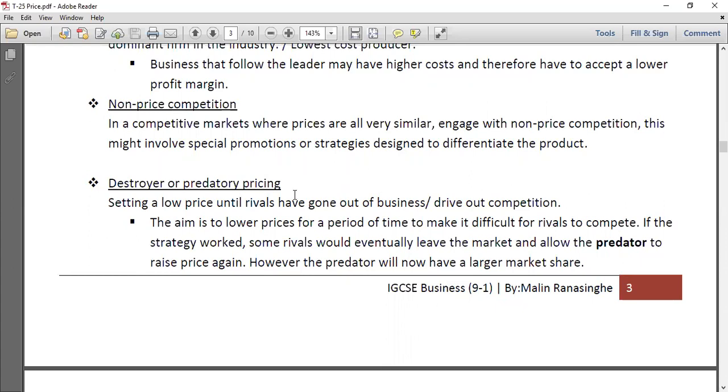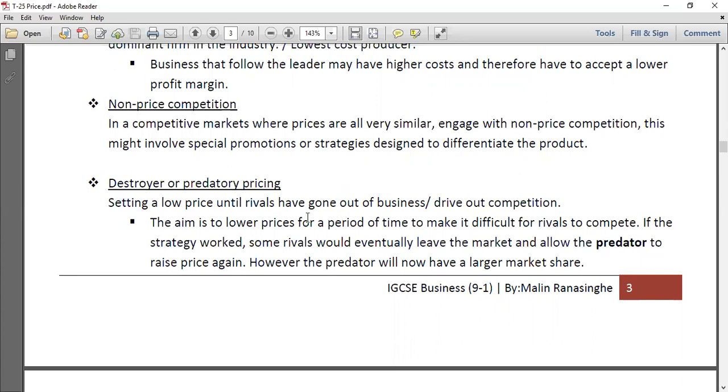And destroyer pricing or predator pricing, right? Keep that in mind a little bit. Sometimes some firms charge very low prices in order to drive out the competition from the market. This is illegal, but this pricing strategy does happen in the world. Therefore, you should add this to your knowledge bank: destroyer pricing or predatory pricing.